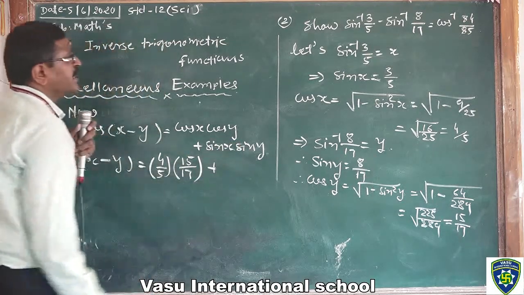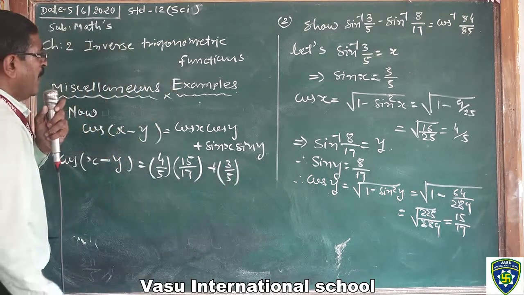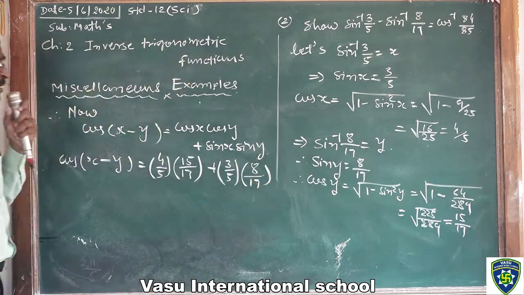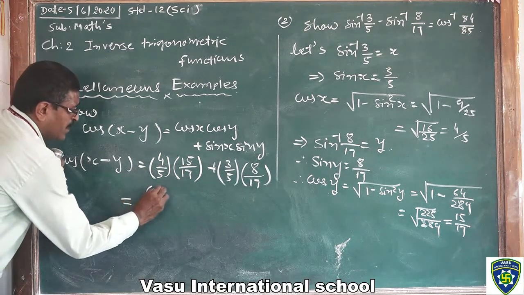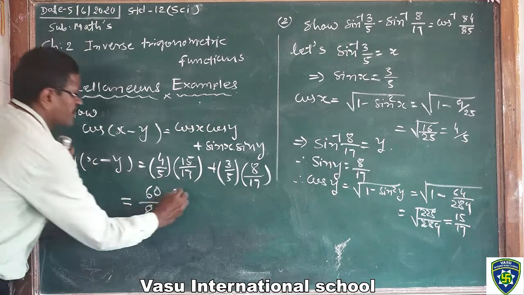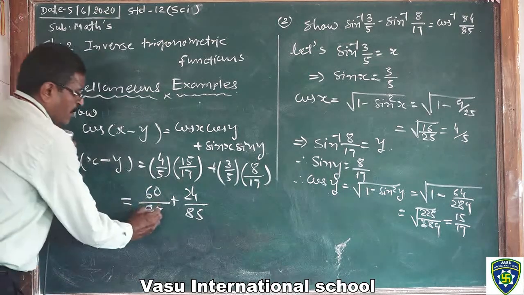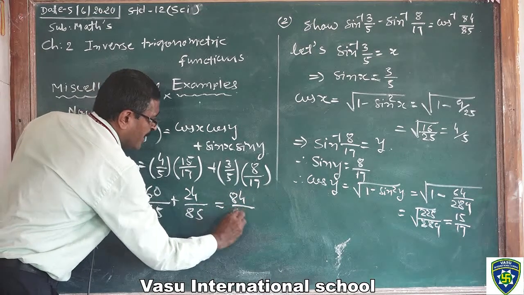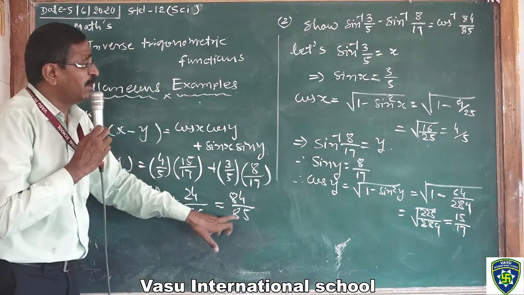Plus sin x is equal to 3 by 5 and sin y is equal to 8 by 17. Look here, the denominators are the same. 15 times 4 is 60 divided by 85, plus 8 times 3 is 24 divided by 85. The denominators are the same, so the sum of the numerators is 84 by 85. Then we get cos of x minus y is equal to 84 by 85.